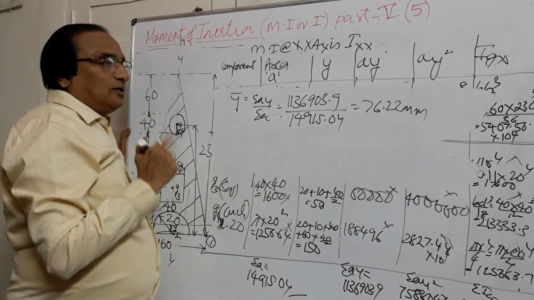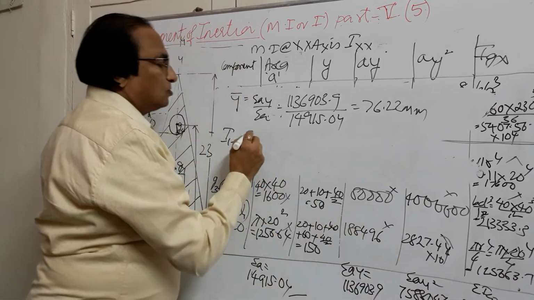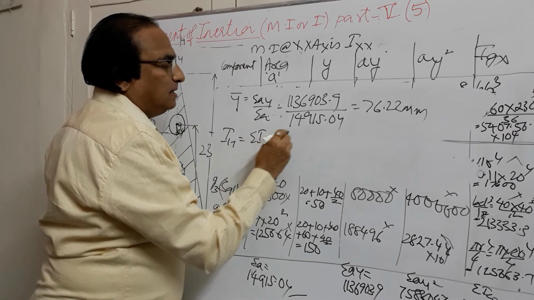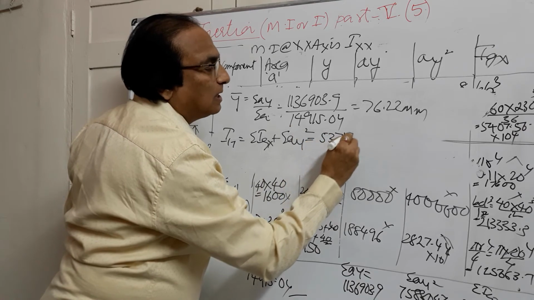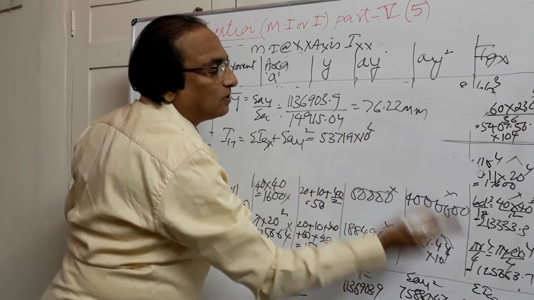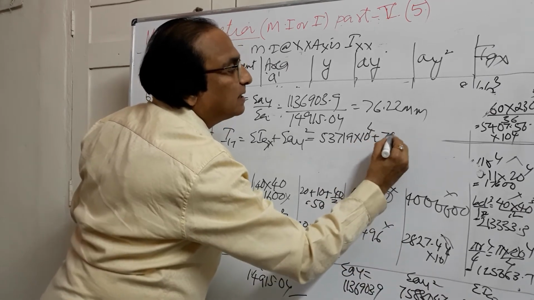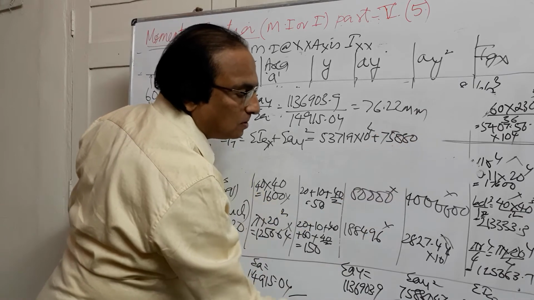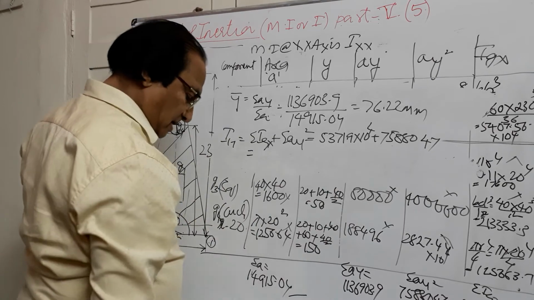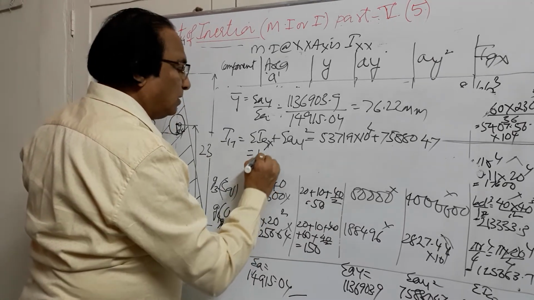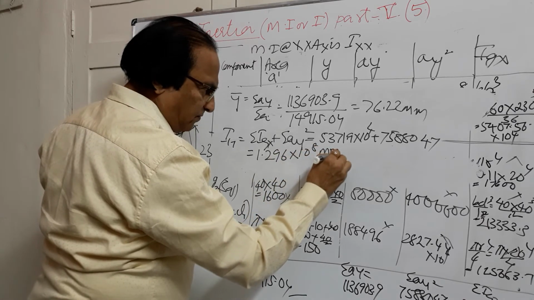Then we'll go for I in two steps. First one is I11, which is equal to, we add the last two columns. So this will be sigma Igx plus sigma Ay square. So this will be equal to 5371.9 into 10 to the power of 4 plus 7588047. If you simplify this, you get I11 equal to 1.296 into 10 to the power of 8 mm raised to 4.